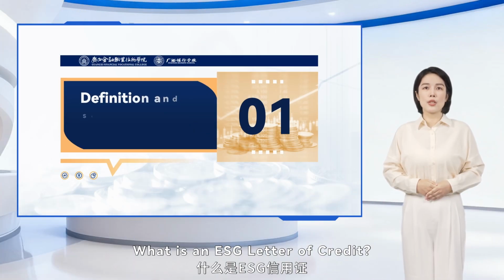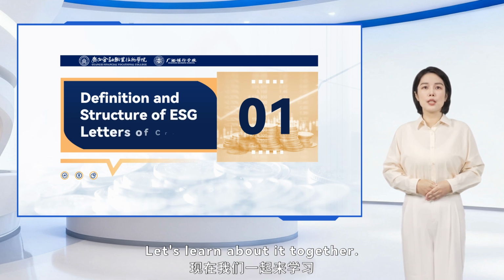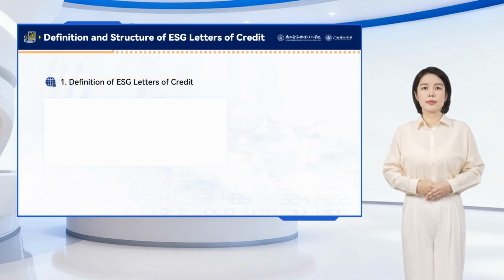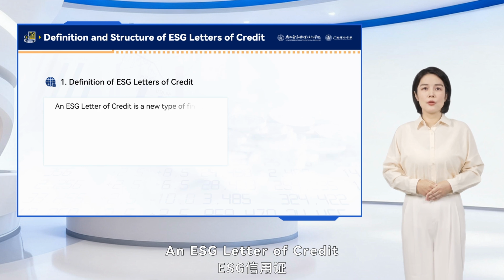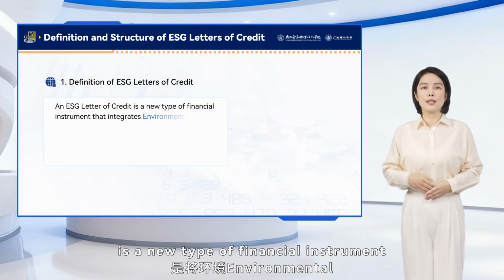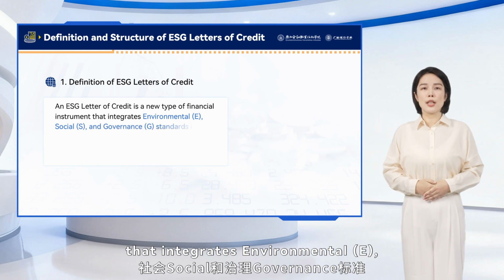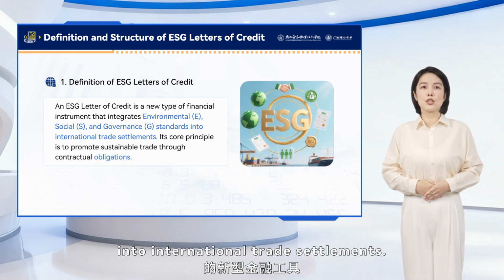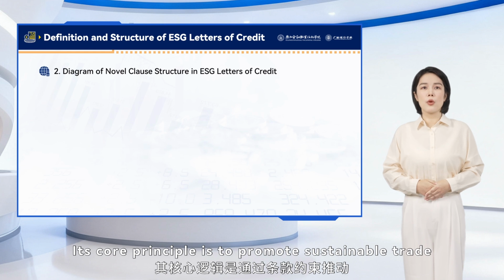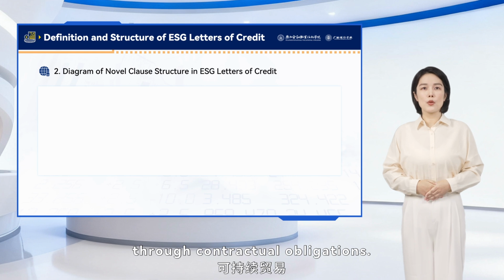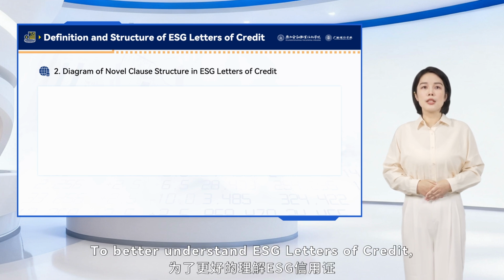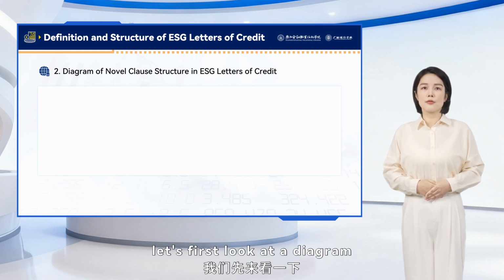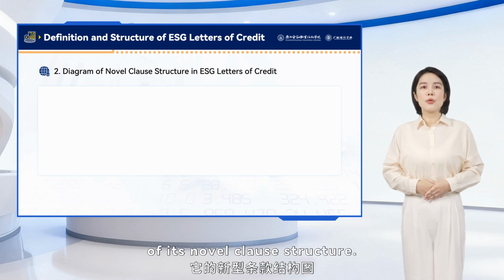What is an ESG letter of credit? Let's learn about it together. An ESG letter of credit is a new type of financial instrument that integrates environmental (E), social (S), and governance (G) standards into international trade settlements. Its core principle is to promote sustainable trade through contractual obligations. To better understand ESG letters of credit, let's first look at a diagram of its novel clause structure.